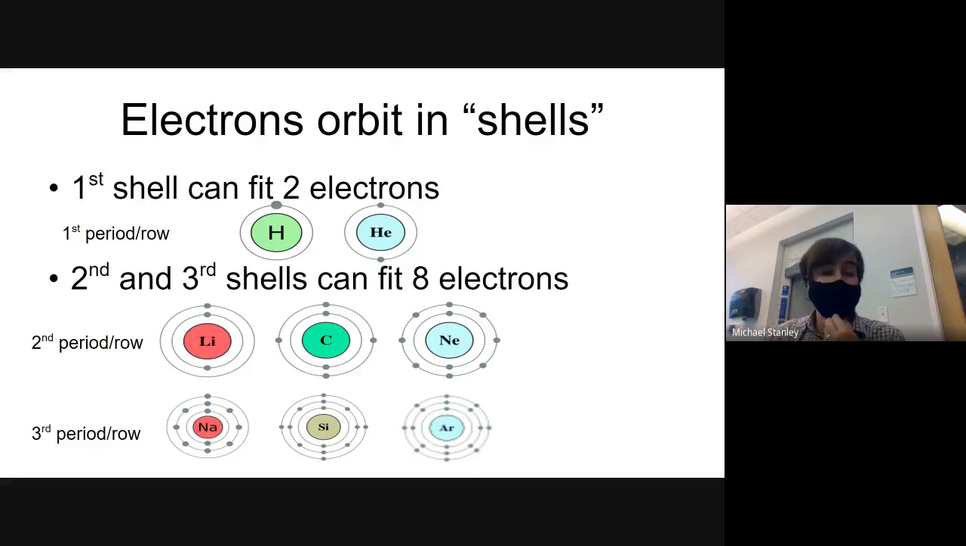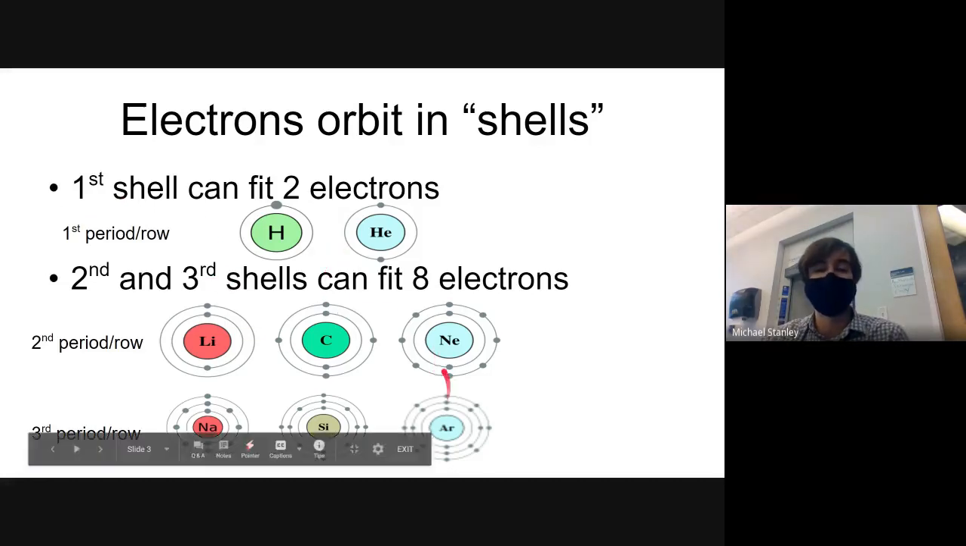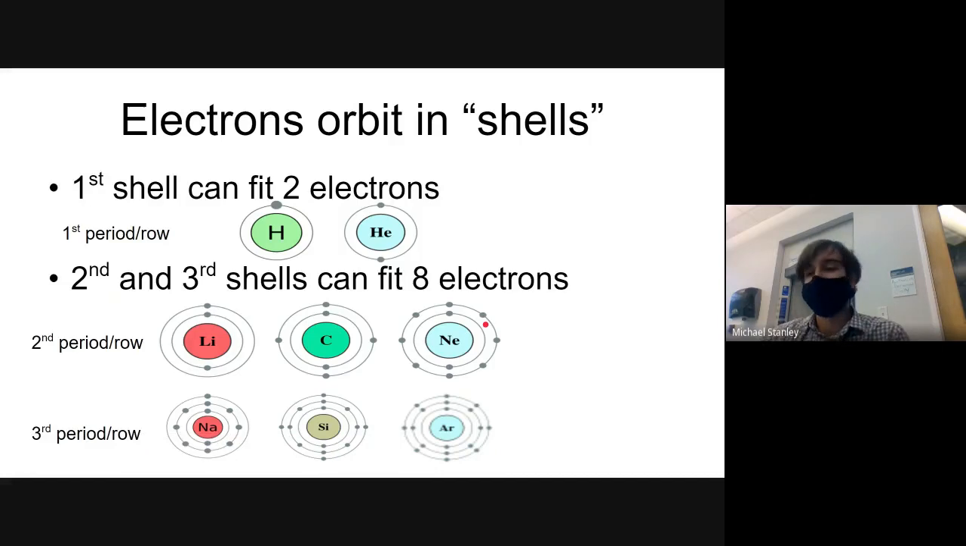There are more than 3 electron shells. It gets bigger and bigger and bigger. But we're just going to worry about the first 3 in this class. We're going to focus on these smaller atoms and not worry about the bigger ones. So first shell is 2 electrons. Second shell is 8 electrons. And the third shell is also 8 electrons.